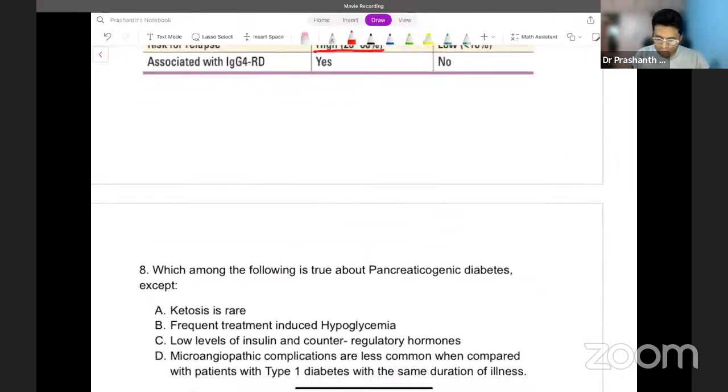So the next question is, which among the following is true about pancreatogenic diabetes except? Again, an except question. Now, pancreatogenic diabetes has some specific speciality about it. Okay. If we know that, this topic would be easy. Ketosis is rare. Okay, ketosis is rare. Maybe, may not be, we don't know. Okay. Now, frequent treatment-induced hypoglycemia is seen. This is also sometimes called brittle diabetes. We know this is there. There is a low level of insulin and counter-regulatory hormones. We know both of these facts are true.